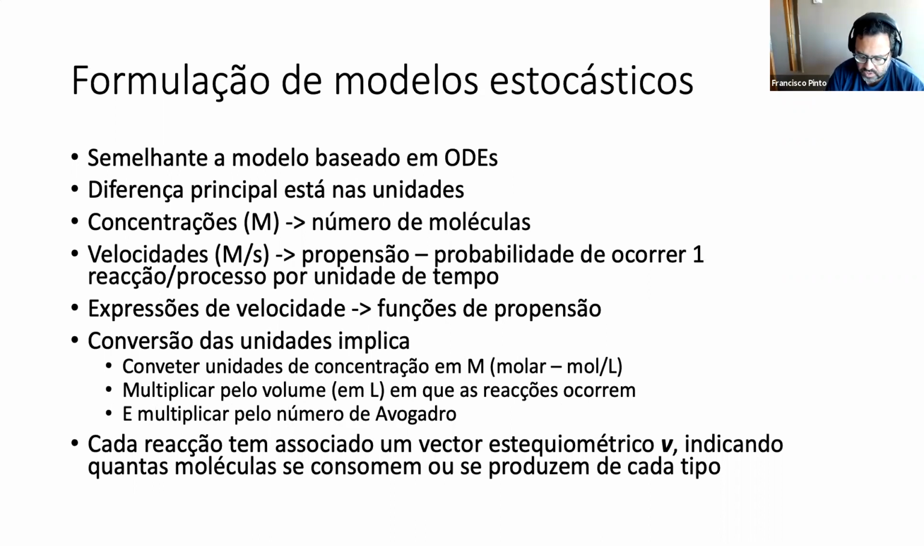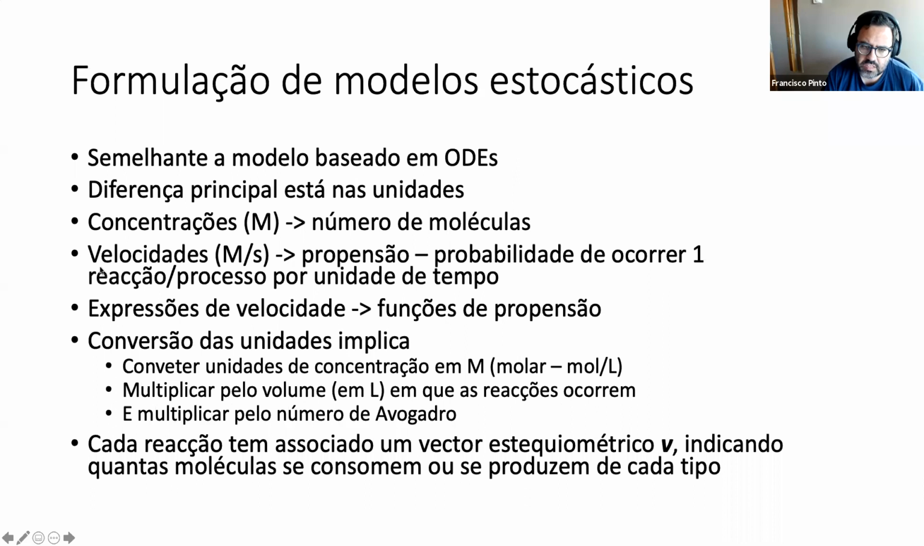You can use similar rate expressions to the ones you used in differential equations, but the main difference will be in the units of the variables and of the rates. In ODE systems, the variables normally have units of concentration, molarity for example, while in stochastic models, we usually use the number of molecules as the unit. So we don't use concentration.